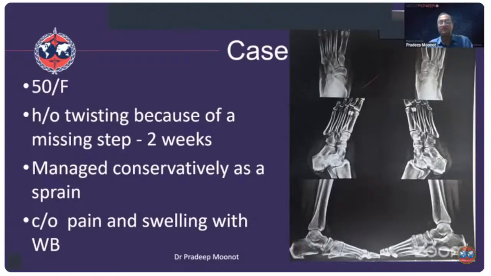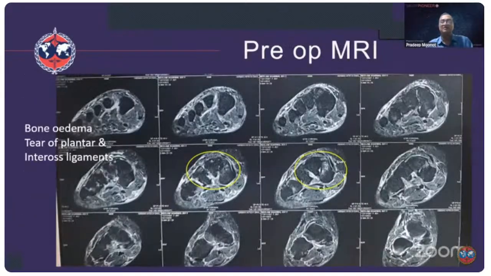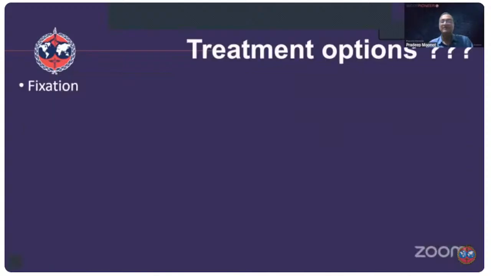These are the people where somebody comes with a midfoot sprain and they're still painful, they can't walk, alarm bells should be ringing in your ears. Got an MRI done and clearly you can see significant bone edema present, the plantar side and the interosseous ligament were torn, and definitely this was an unstable ligamentous Lisfranc.